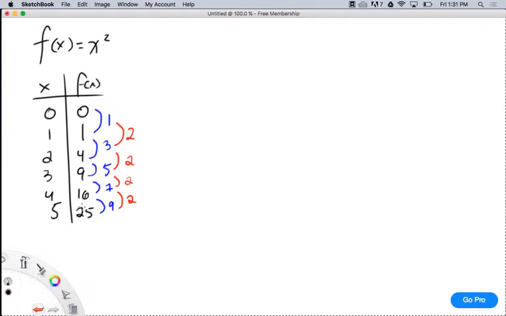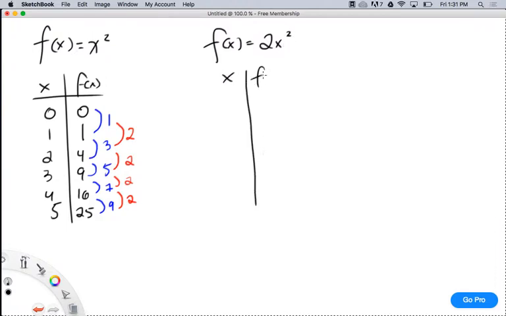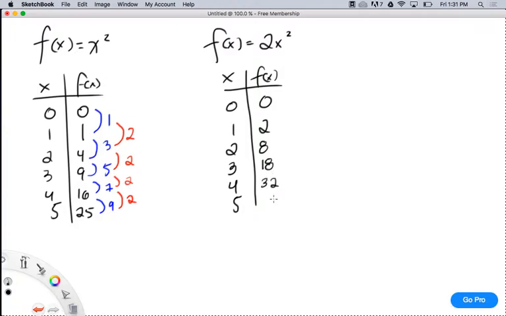Let's show another one just to make sure we're not just bluffing here. F of x equals 2x squared. X, f of x, 0, 1, 2, 3, 4, 5. Plug in 0, I get 0. 1, I get 2. 2 squared is 4 times 2 is 8. 3 squared is 9 times 2 is 18. 4 squared is 16 times 2 is 32. 5 squared is 25 times 2 is 50.